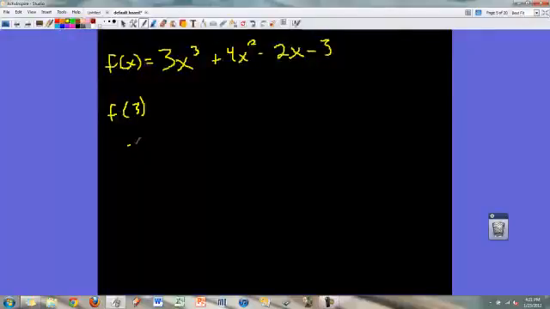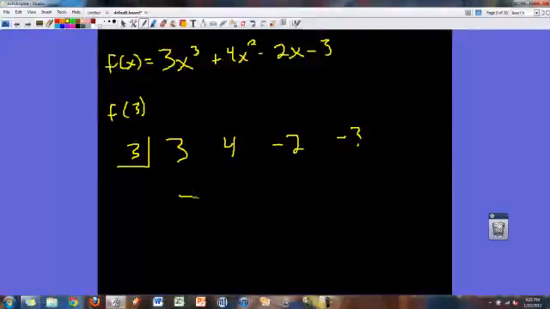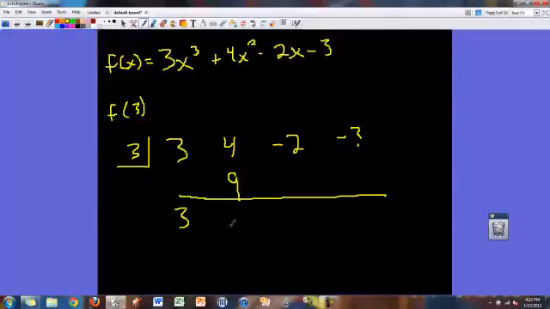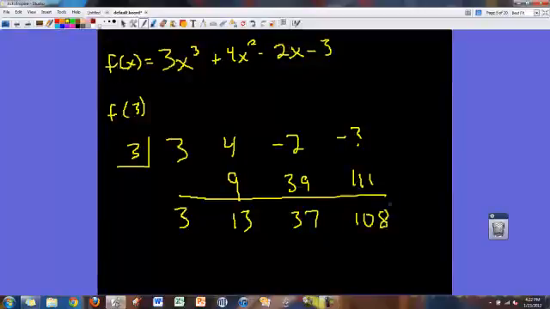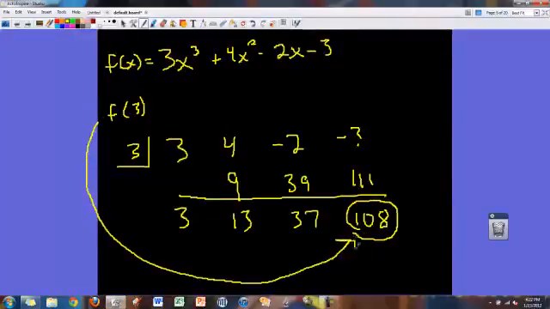So let's do that real quick. Put a 3 here on the outside. 3, 4, negative 2, negative 3. Bring down the 3. 3 times 3 is 9. 9 and 4 is 13. 3 times 13 is 39. Add, that's 37. 111, 108. So this is your value right here. Your f of 3 is 108.